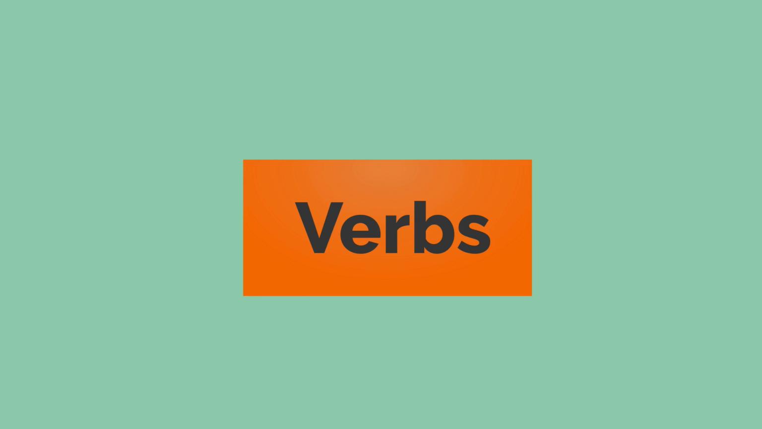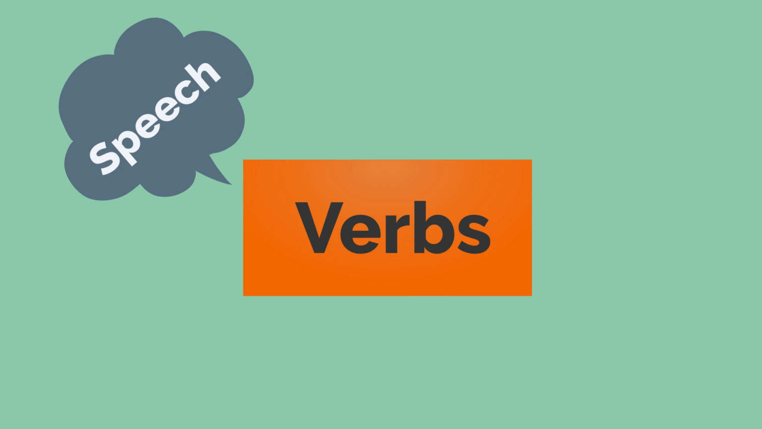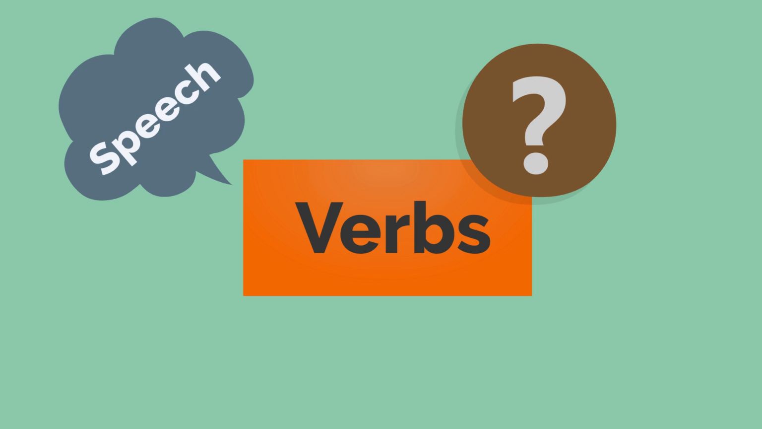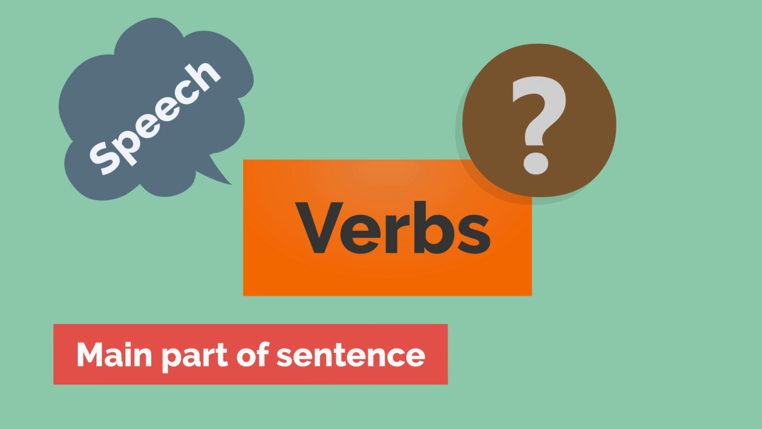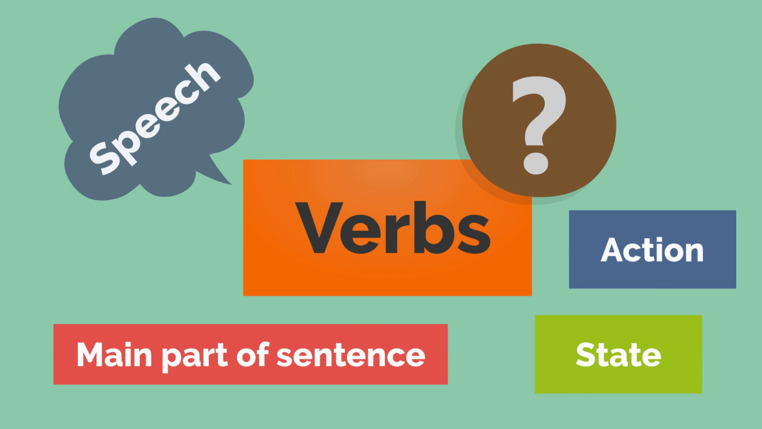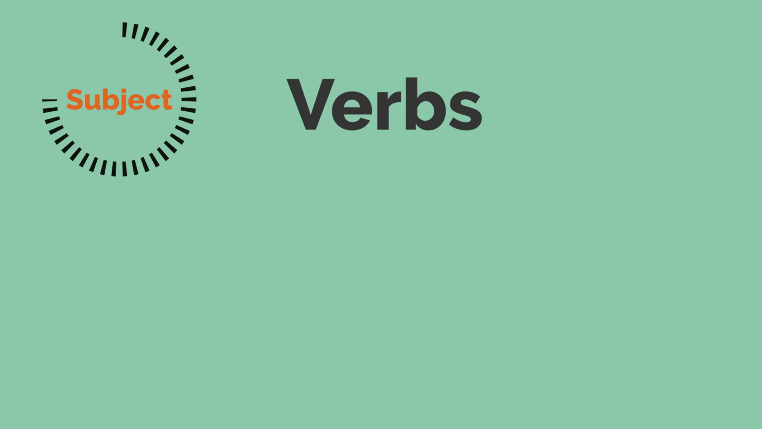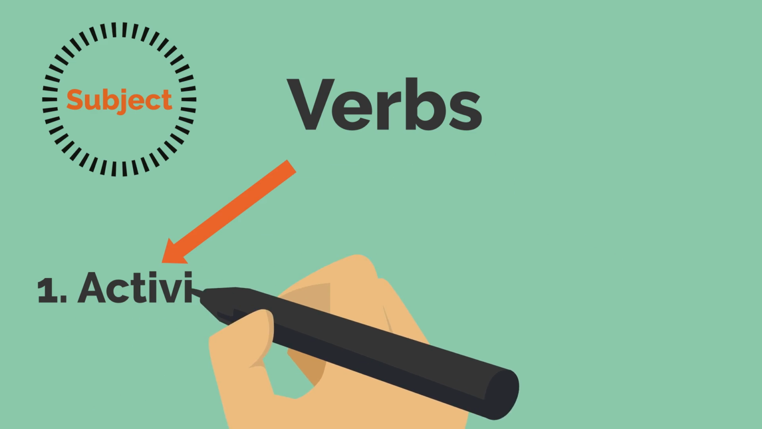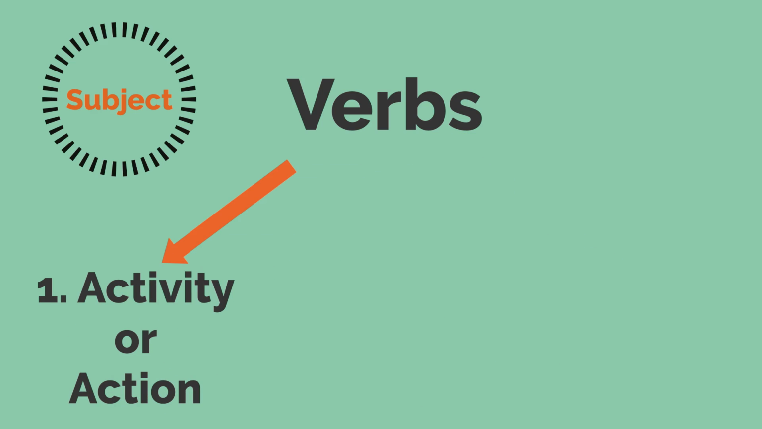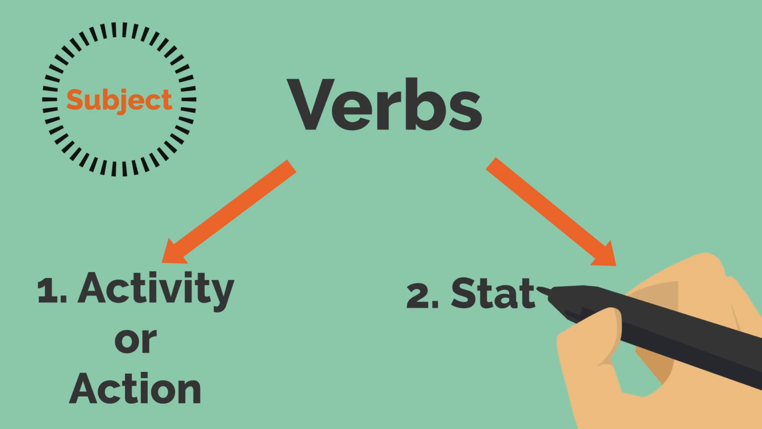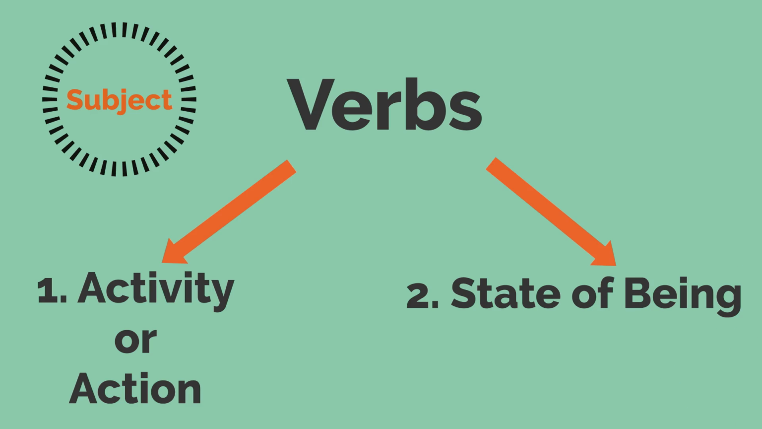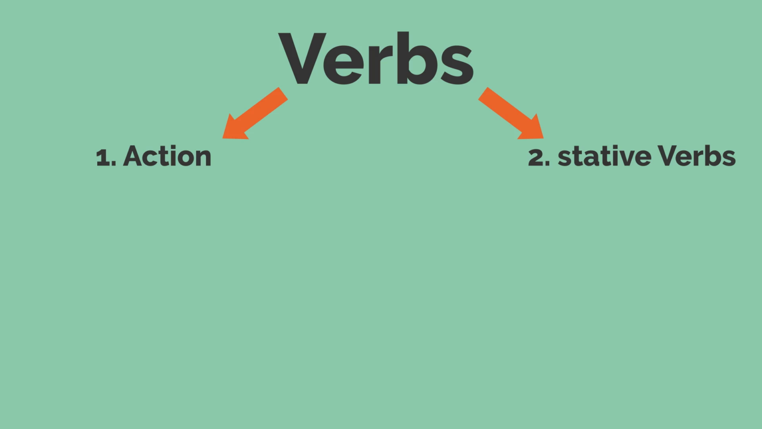Verb is a very important part of speech. What is a verb? Actually, verb is the main part of the sentence. Verb is a word that shows an action or a state. Verb tells us two things about the subject. Number 1. Activity or action performed by the subject. Number 2. State of being of the subject. It actually tells us about the state or situation of the subject.